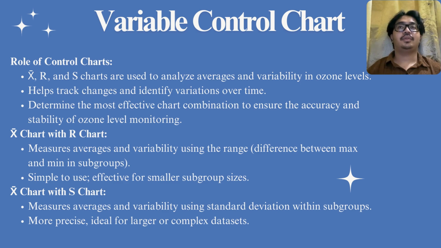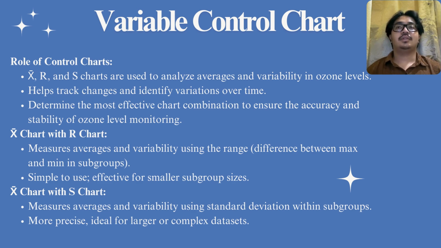Variable control chart. First, the role of control charts. X bar, R and S charts are used to analyze average and variability in ozone levels. They help track changes and identify the variation over time, and determine the most effective chart combination to ensure the accuracy and stability of ozone level monitoring.